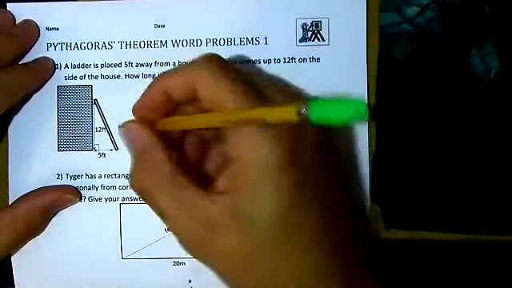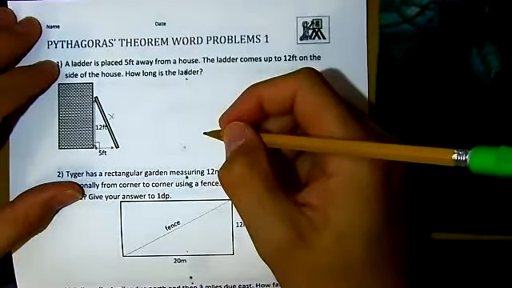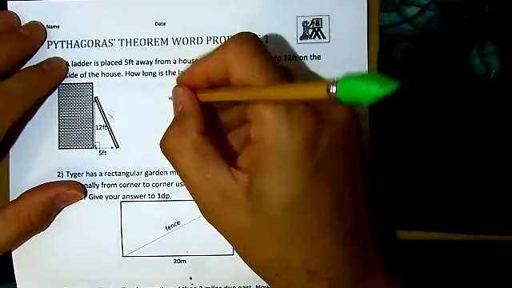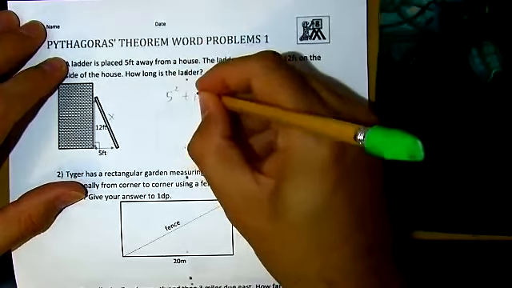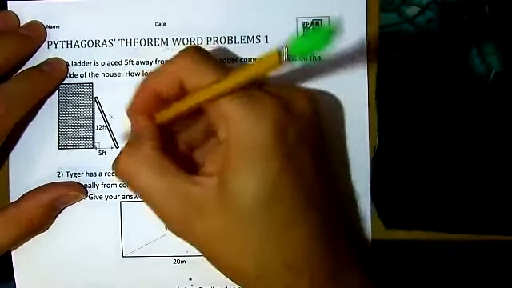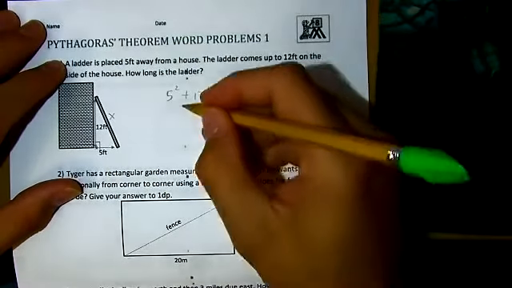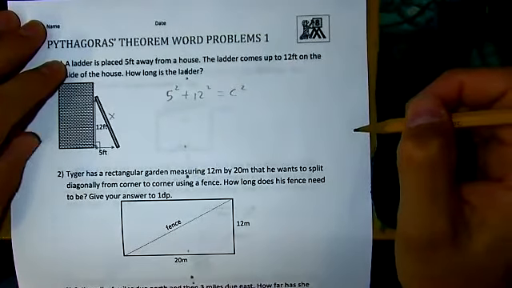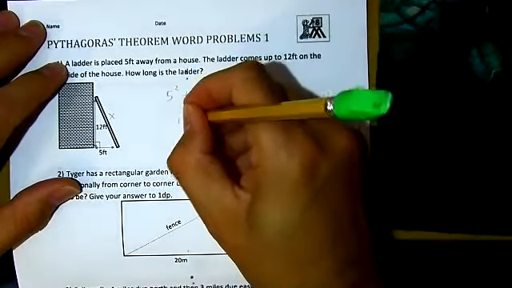How long is the ladder? So they're wanting that side right there. So they're wanting the hypotenuse. So we're going to use a squared plus b squared. So 5 squared plus 12 squared equals c squared, because we want the diagonal side or the long side or the hypotenuse. Punch that in on your calculator. You'll get 169.